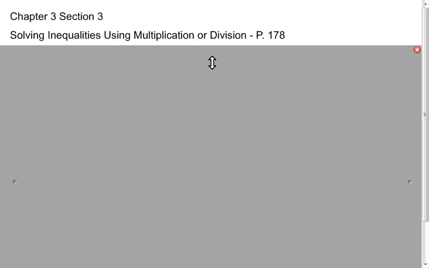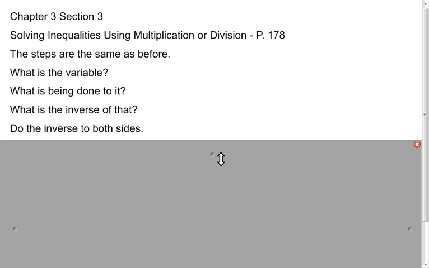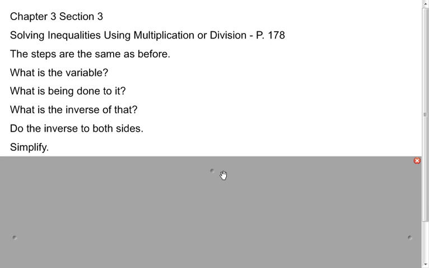Starts on page 178. Once again, the steps in this section are going to be the same as before. What's my variable? What's being done to it? What's the inverse of that? Do the inverse to both sides and simplify.